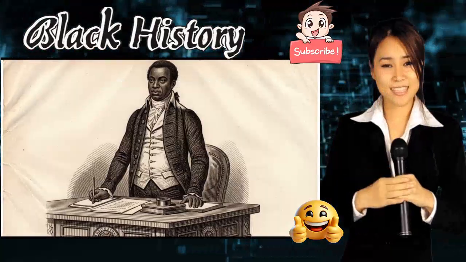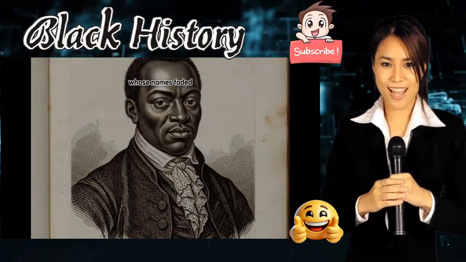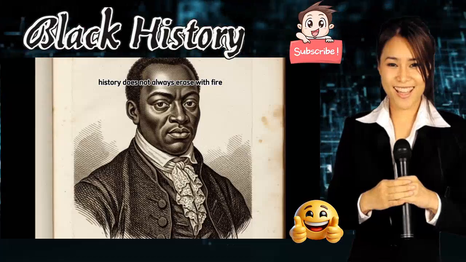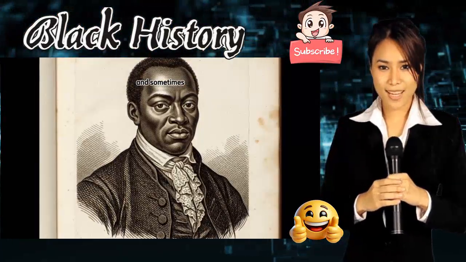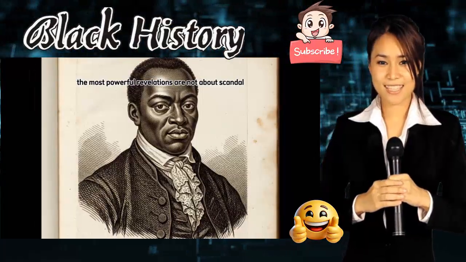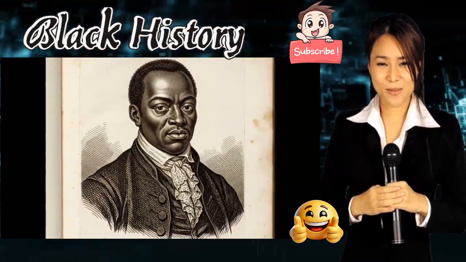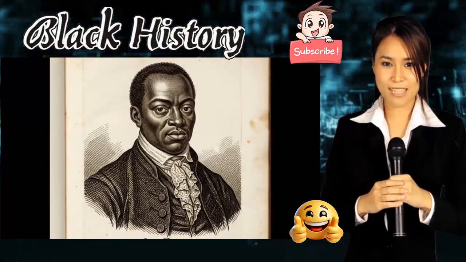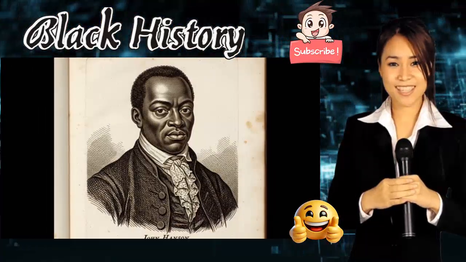Because the moment we admit that the presidency had an earlier form, weaker, different, experimental, we acknowledge that America itself was once uncertain, unfinished, and fragile. And that realization changes everything. It reminds us that the nation was built not only by giants carved in stone, but also by administrators whose names faded when the structure they served was replaced. History does not always erase with fire. Sometimes it erases with simplification. And sometimes the most powerful revelations are not about scandal, but about structure.